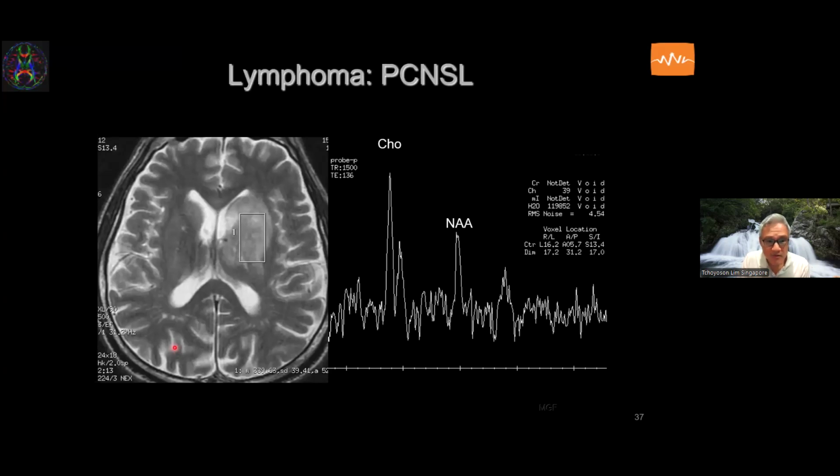This is an example of a patient with a lesion in the basal ganglia, which was thought initially to be toxoplasmosis, but did not respond to an empirical course of anti-toxo treatment. When we called the patient back, we decided to perform spectroscopy. It showed high choline, and the patient was biopsy proven to be lymphoma.